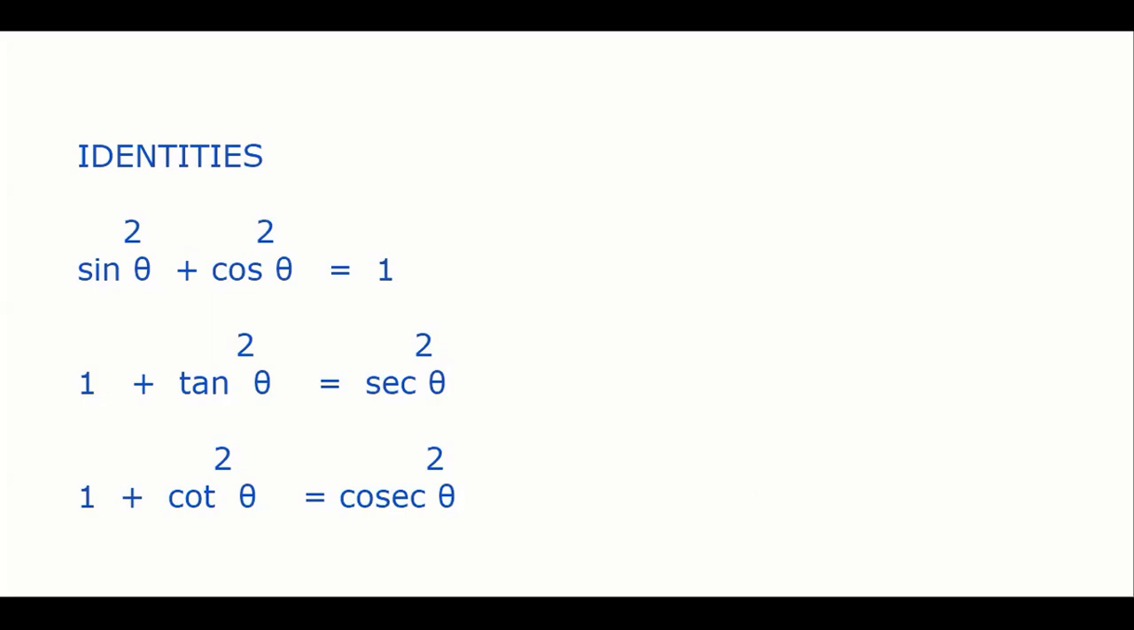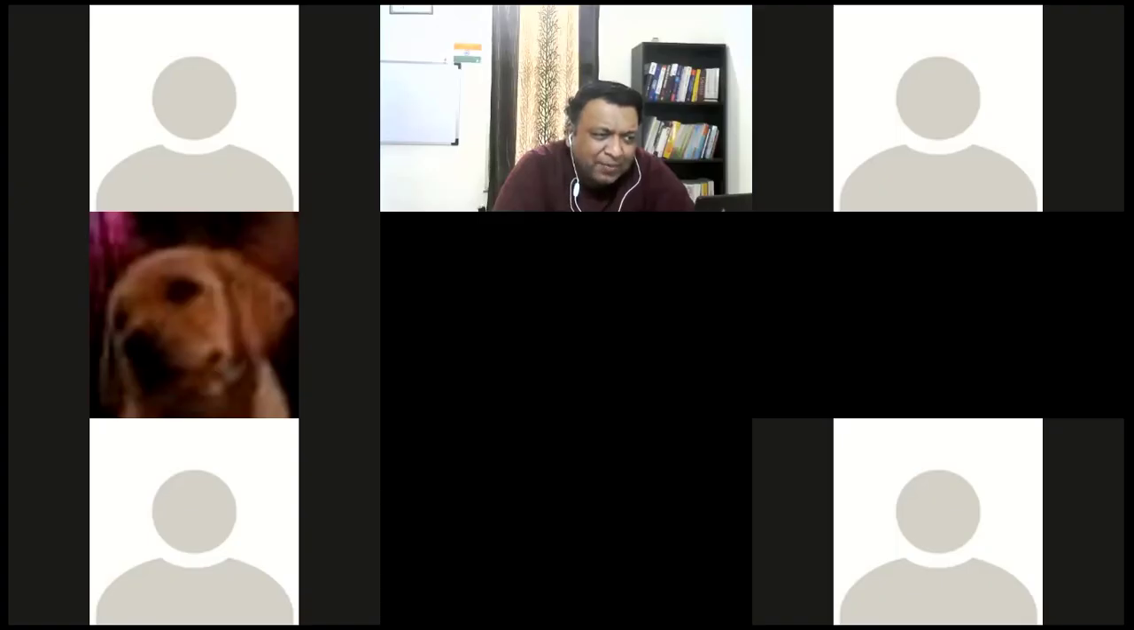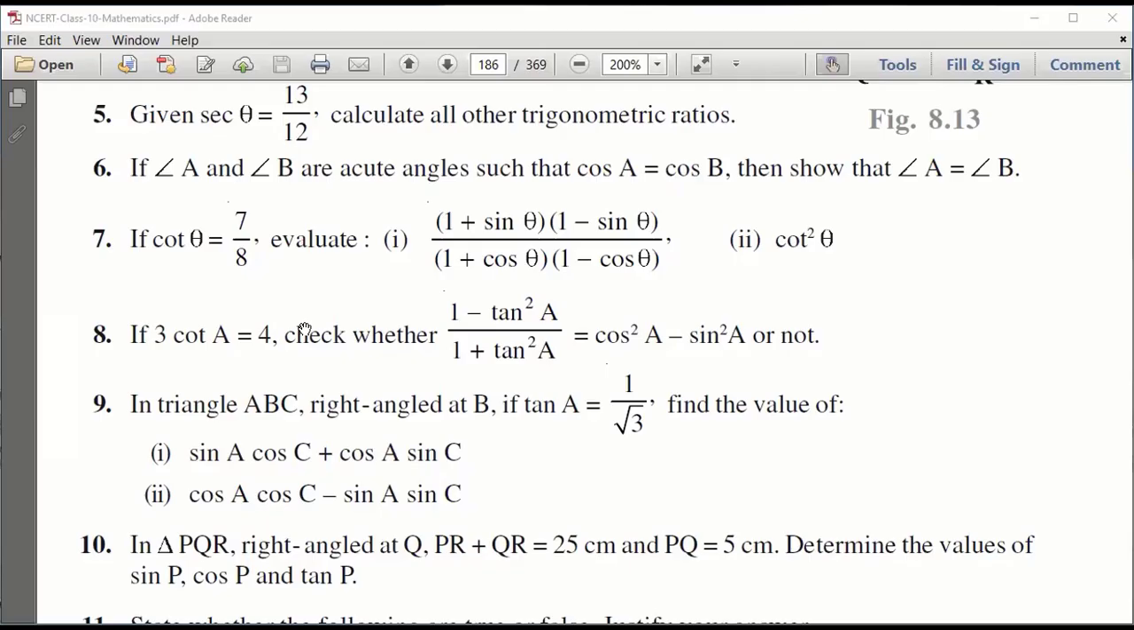Let me get some questions now. We'll do some more questions. Suppose, let me give you a question. I want the concept, not the calculation part, which everybody can do. Question number 7, part 1: if cot theta is 7 by 8, what is the value of (1 plus sin theta)(1 minus sin theta) upon (1 plus cos theta)(1 minus cos theta)? I don't want the answer, I want the method you will use. There are so many methods.